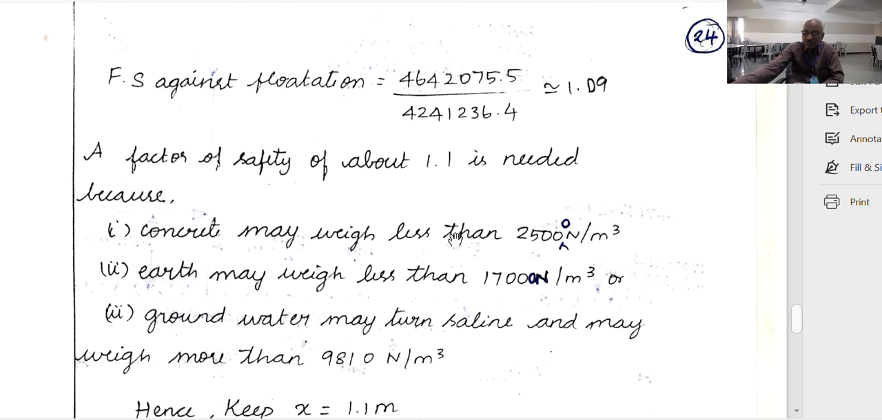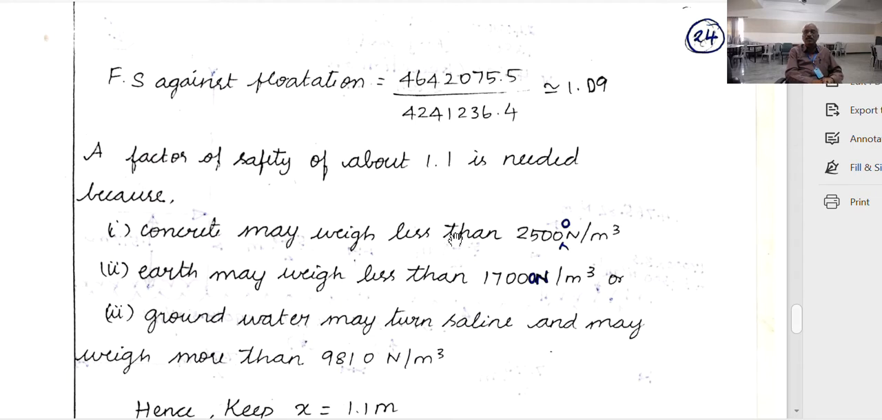Because depending upon the compaction, this is what the author says, if the compaction is not proper, the concrete will not possess a density of 25,000 Newton per meter cube. Nowadays we know how we compact. Therefore, maybe less than 25,000. In which case, all weights will become less, your downward load will become less. The earth may weigh less than 17,000 Newton per meter cube, unless it is properly compacted. After construction of the tank, backfilling is to be properly done. It has to be compacted well. If it is not compacted well, then that may not have unit weight of 17,000 Newton per meter cube. That depends upon the workmanship quality.